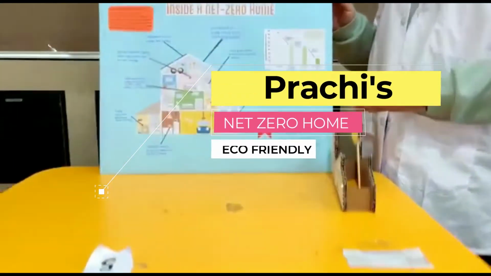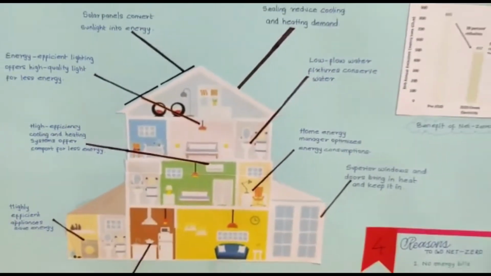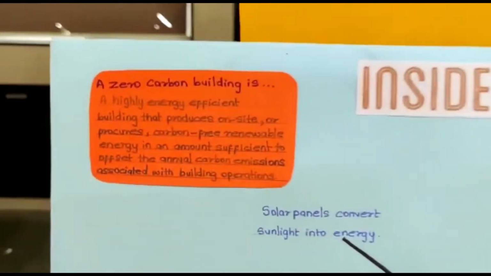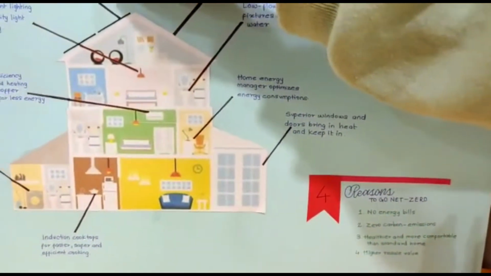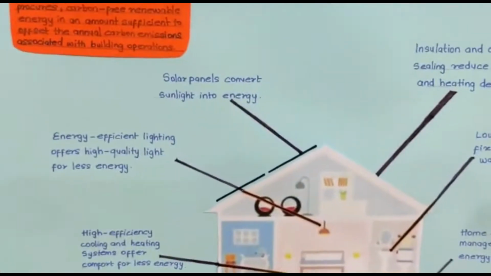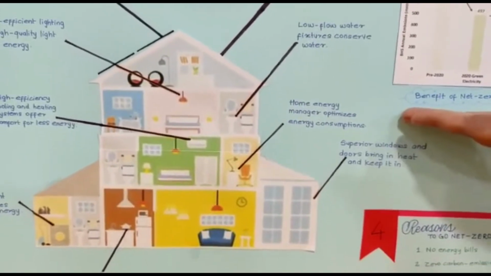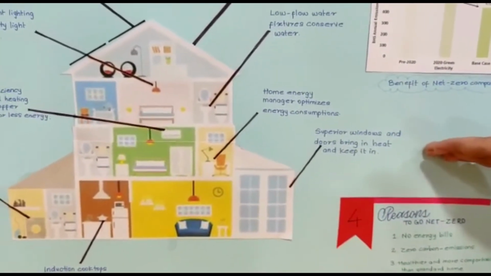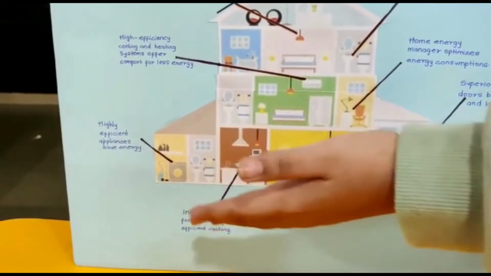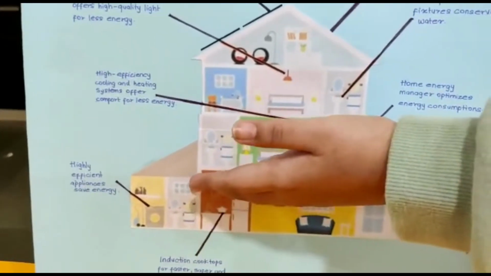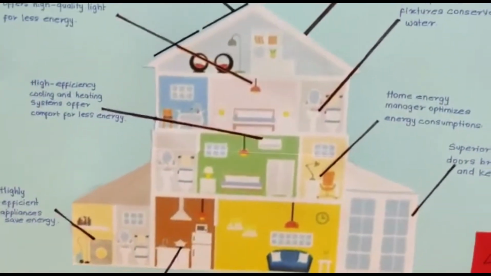Today I am going to present on the net zero house. It is a zero carbon emission house which is a great blend of science and technology. It has solar panels, insulation, low flow water fixtures, a home energy manager, superior windows, induction cooktops, highly efficient appliances and highly efficient cooling and heating.